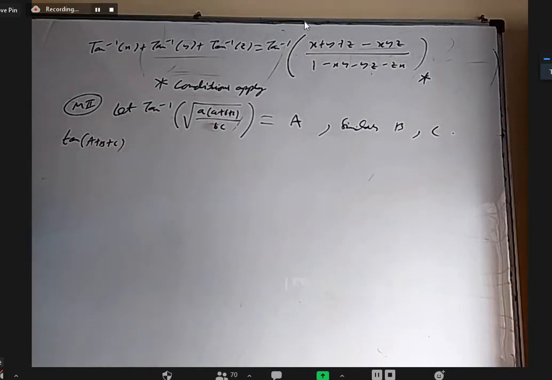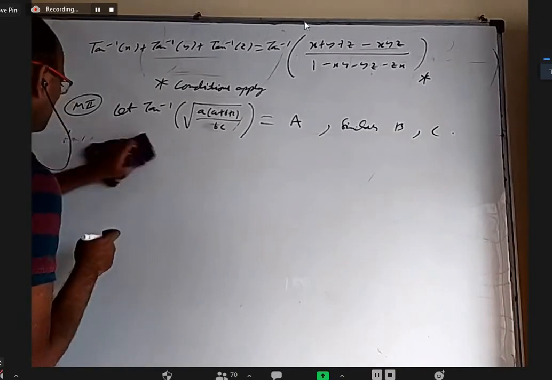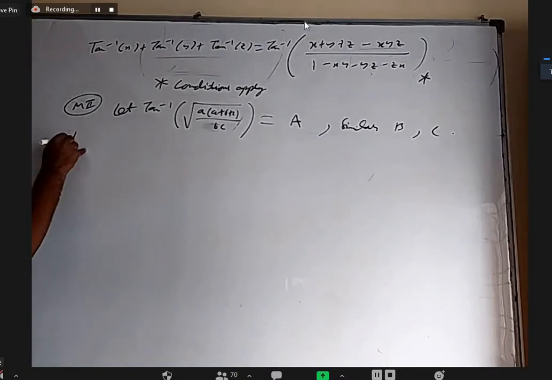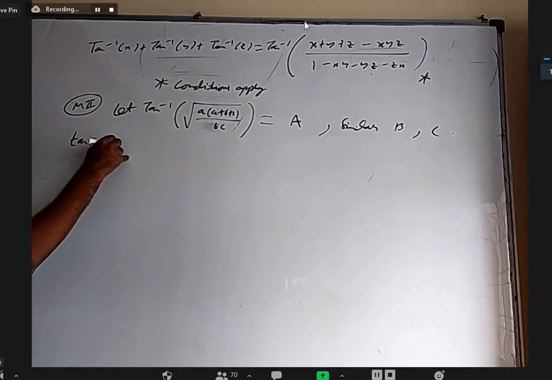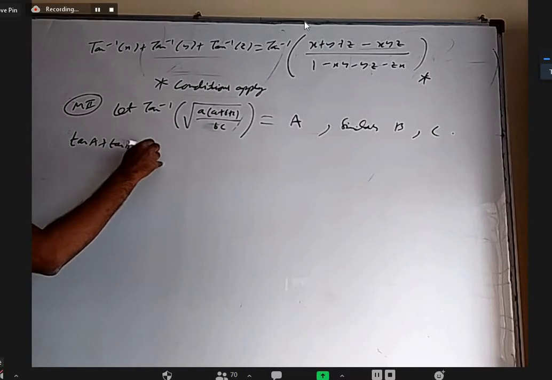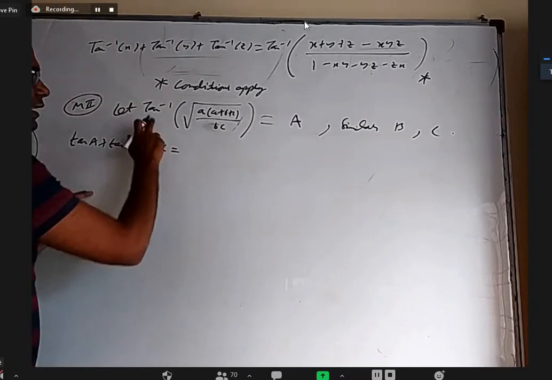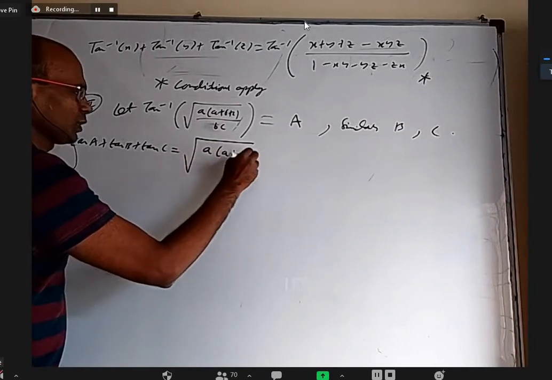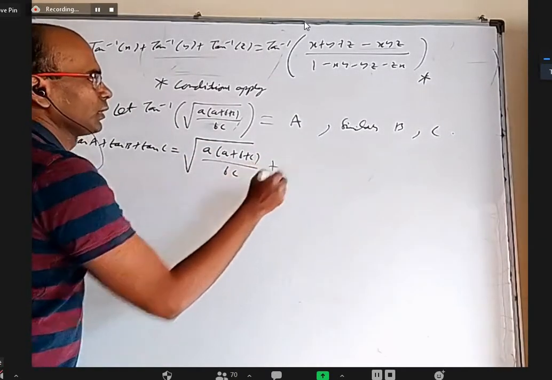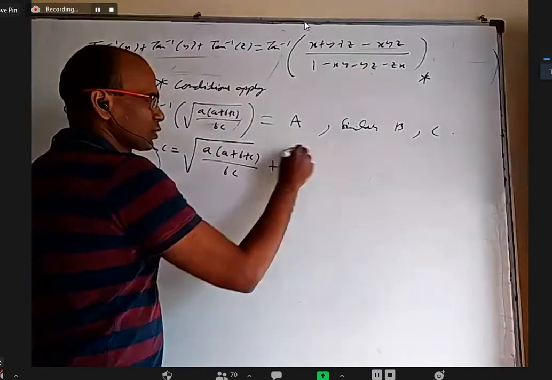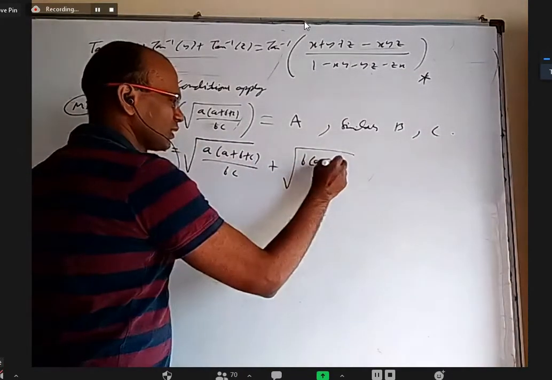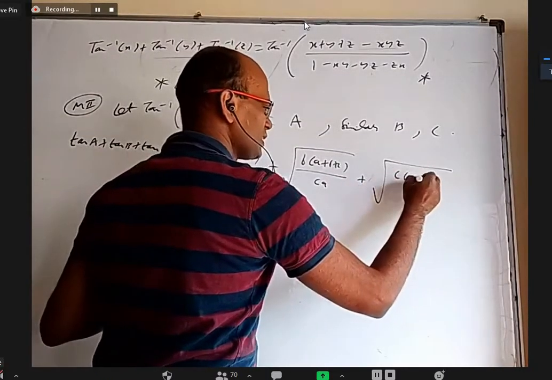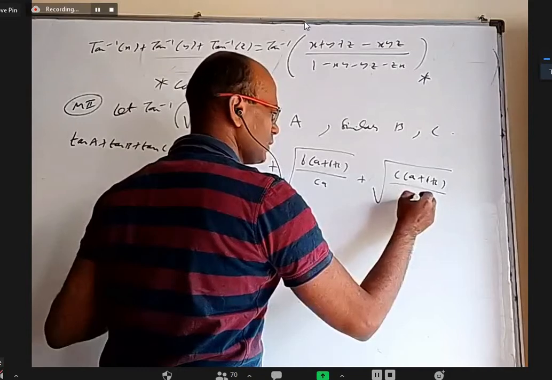I know the tan(A plus B plus C) formula. So let me try to prove only that the numerator is 0 and then state it. Let us see what is tan A plus tan B plus tan C. What is tan A? Square root of a into (a plus b plus c) by bc. And what is tan B in the same way? Square root of b into (a plus b plus c) by ca. And square root of c into (a plus b plus c) by ab.